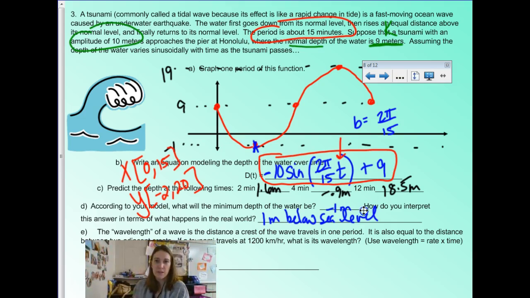And then the wavelength is the distance the crest of a wave travels in one period. Okay, so it's also equal to the distance between 2 adjacent crests. If a tsunami travels 1,200 kilometers per hour, what is its wavelength?